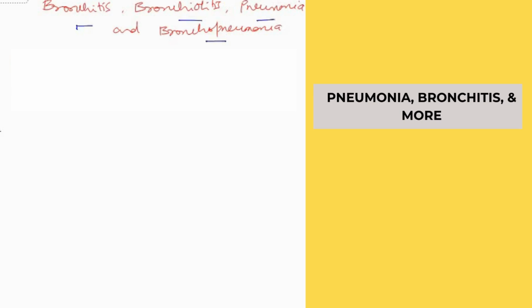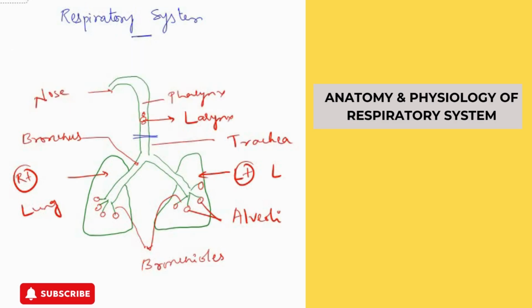Today we will discuss briefly about bronchitis, bronchiolitis, pneumonia and bronchopneumonia. We will see the definition of these disorders and signs and symptoms and brief management. Before proceeding with bronchitis and all, first we will see the anatomy and physiology of respiratory system.